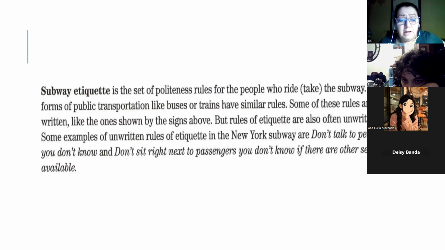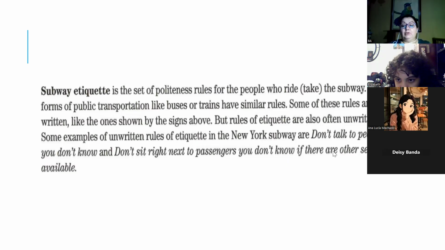So, there are more etiquette rules, ¿ok? Hay otras reglas de etiqueta que no están escritas necesariamente. Aquí en New York hay dos que no están escritas, pero que son obvias. Una es, no le hable a la gente que usted no conoce. Y otra, no se siente a la par de pasajeros que usted no conoce si hay otros asientos, ¿verdad? Do you guys agree or disagree with these two rules? What do you think?